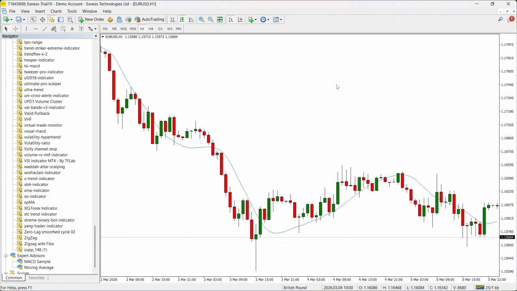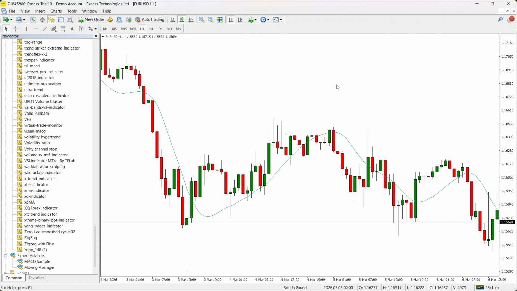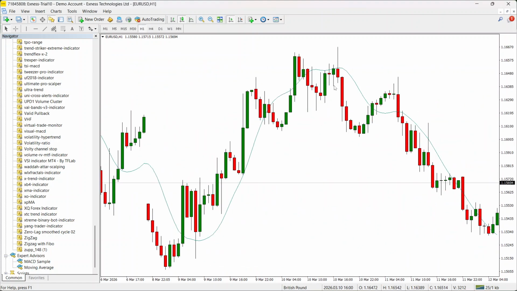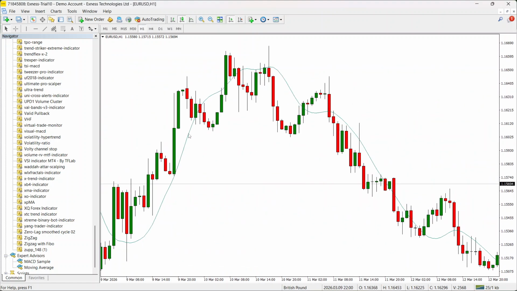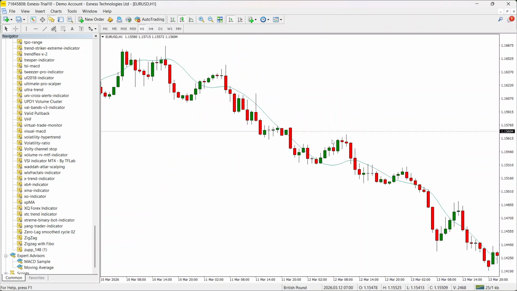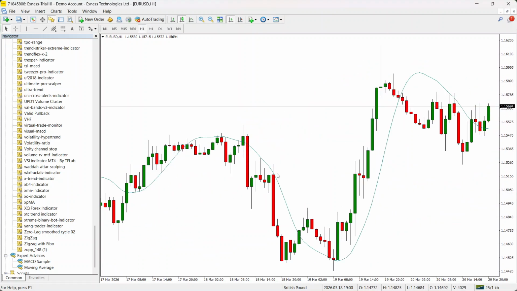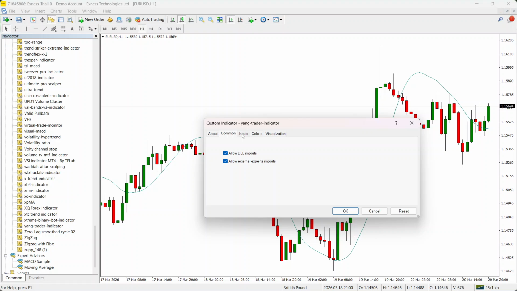Meanwhile, changes in the slope or when price starts crossing and holding on the opposite side of the line can hint that the current trend is losing strength and a shift may be forming. Now you can use this to see the direction of the trend on your price chart. Let's move over to its input.